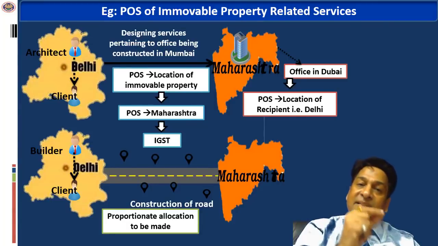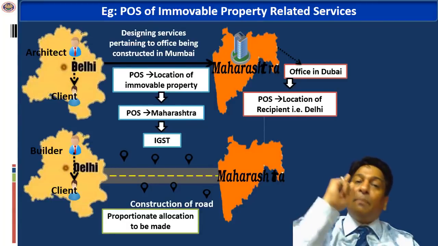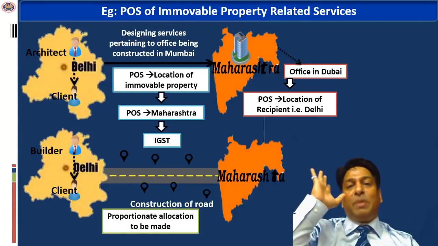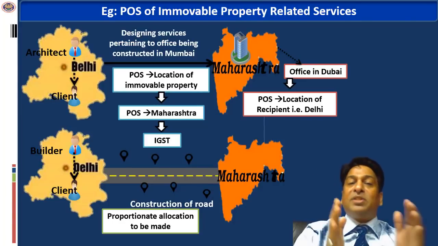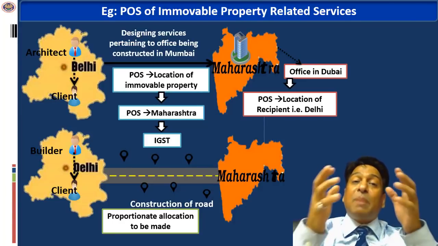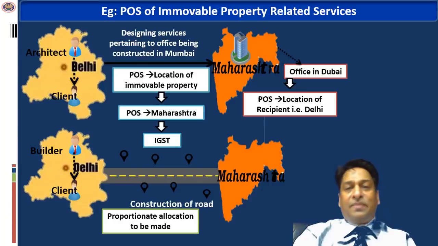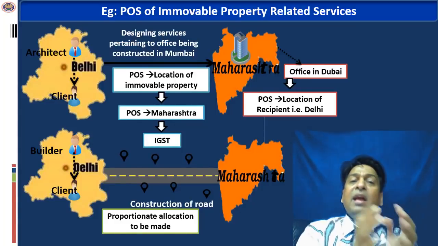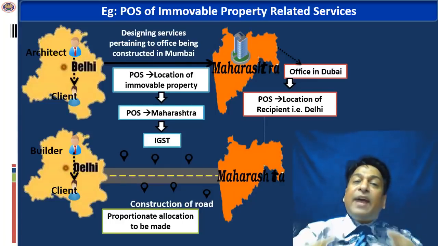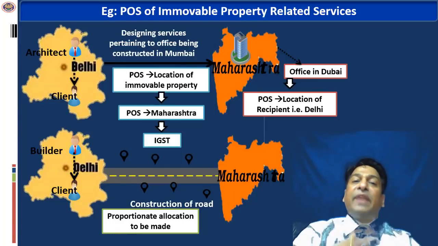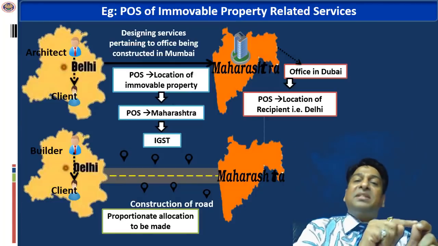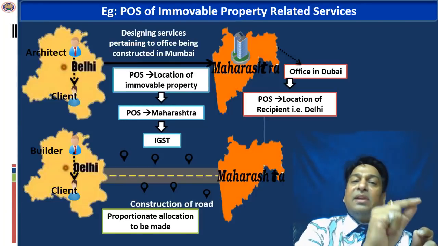Now when I'm giving these services pertaining to immovable property, the provision says it is the location of the immovable property. So the transaction needs to be identified. There should be proportionate allocation for the services rendered in the respective state. For that, we have to identify, as per the agreement, to what extent of area is constructed in a particular state. To that extent, that will determine intra or inter.